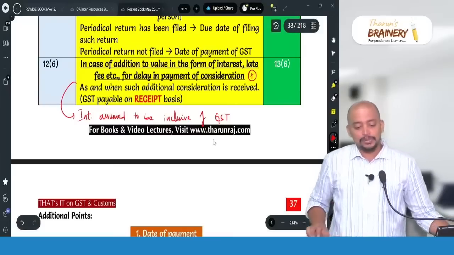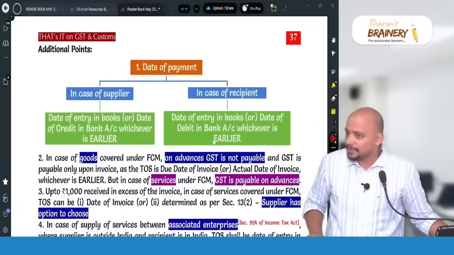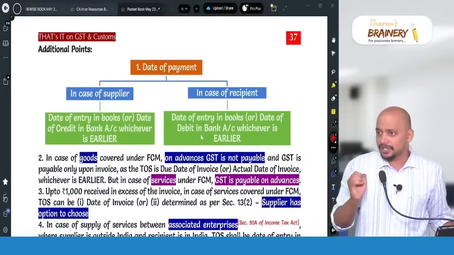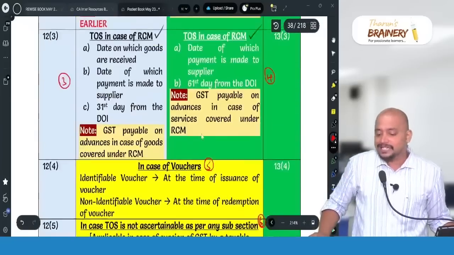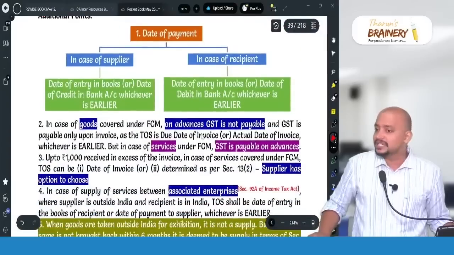And it will be taxable on what basis here? Receipt basis. Actually GST is on accrual basis, but only in this place, that is, interest, late fee, penalty for delay in receipt of consideration alone, it will be taxable on receipt basis. So we completed section 12 and section 13, time of supply in case of goods and services.